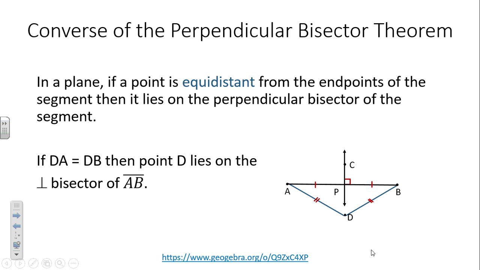Since you have the picture there, you could simply say if DA equals DB, then point D lies on the perpendicular bisector of segment AB. Questions on this one? Not too hard, right? Nothing too earth-shattering here. It looks right. It makes sense. It's just a lot of vocabulary. Perpendicular, bisector, midpoint, equidistant, right? All this vocab.